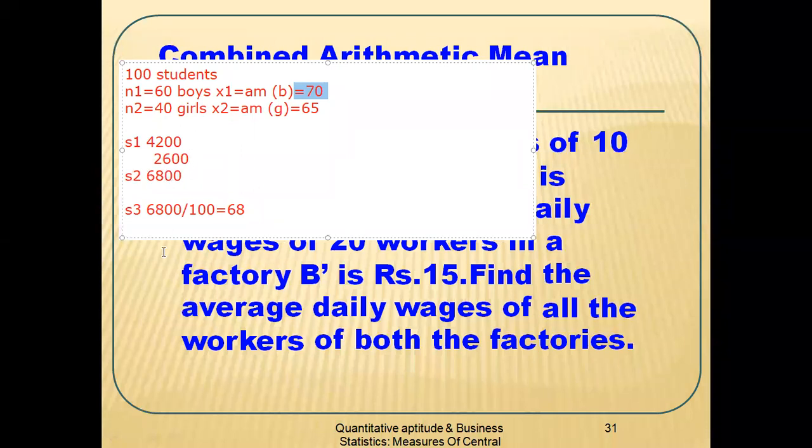Now this number should be divided by the total observations. By dividing it, you will get the combined arithmetic mean. So in this case, the combined arithmetic mean is 68. Is this clear? Did you all understand?